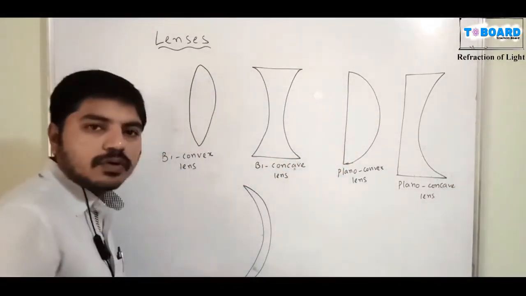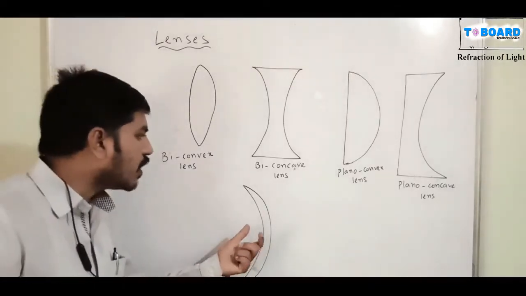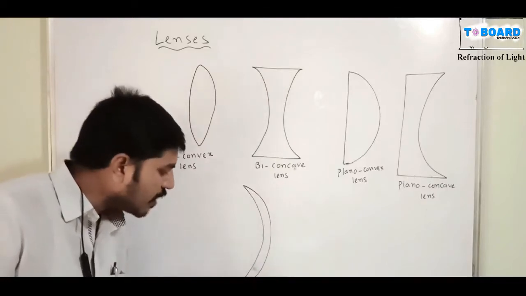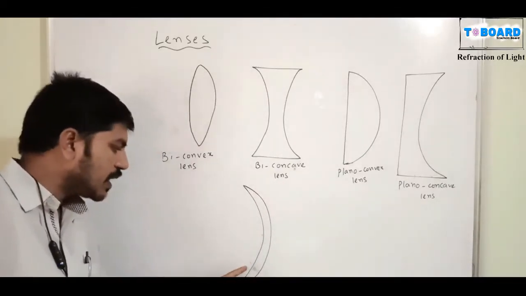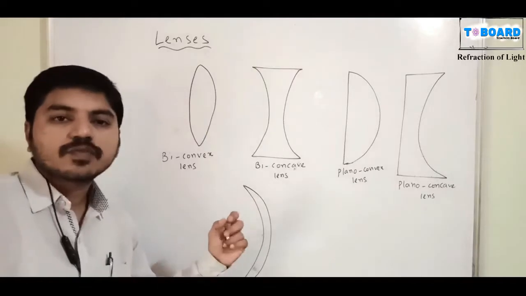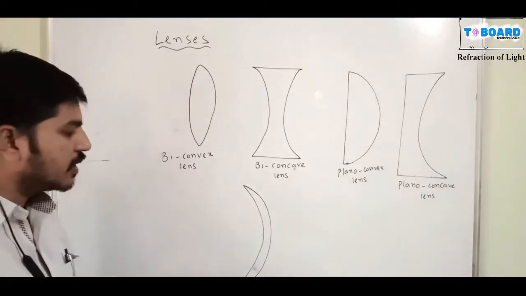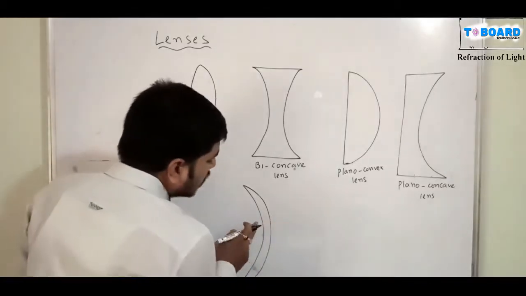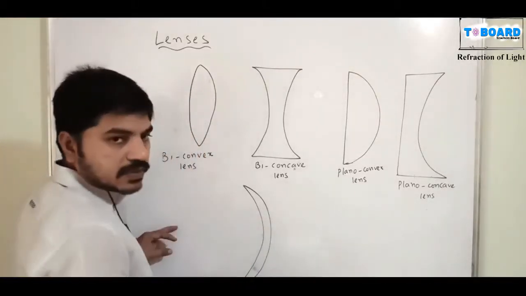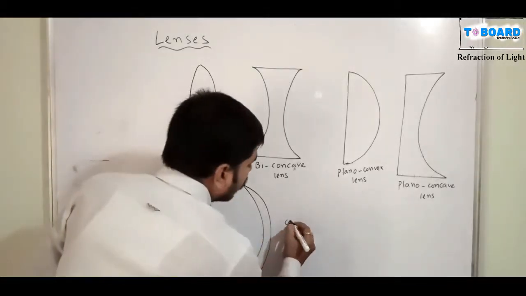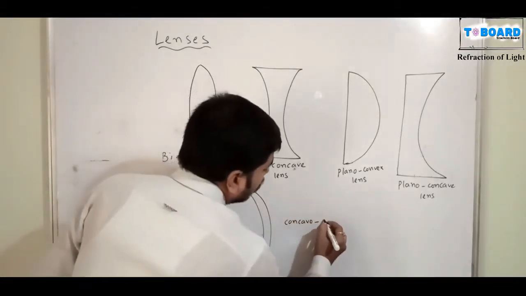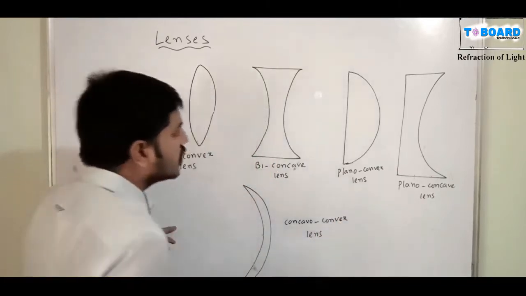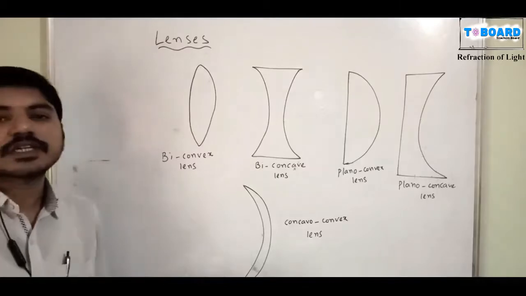Okay, plano concave lens. Then here we have two different types of surfaces. One looks like a convex, and another one looks like a concave. Is it a half moon? The moon will appear like this only. So this kind of lens, I am going to write the name: concavo-convex lens. So these are the different kinds of lenses present in our daily lives.